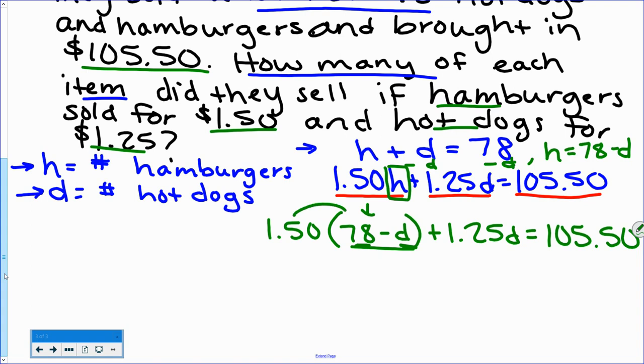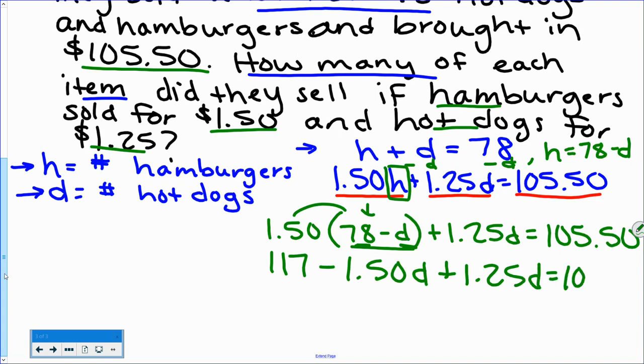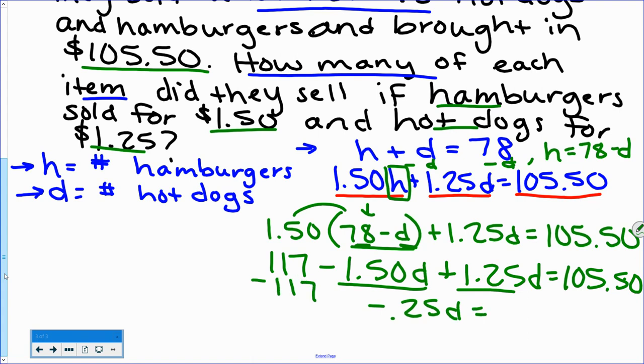All right, so we'll go ahead and distribute. So $1.50 times 78 would be 117 minus 1.50D plus 1.25D equals 105.50. All right, let's combine some like terms. So if I combine negative 1.5 plus 1.25, that'd be negative 0.25D. And let's go ahead and move over the 117 to the other side.